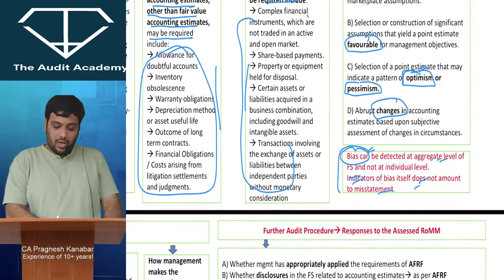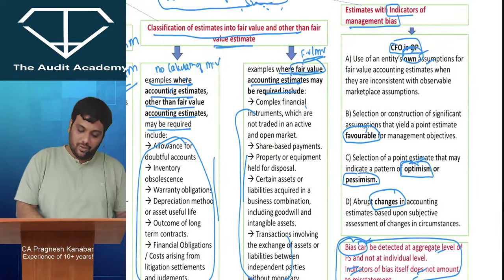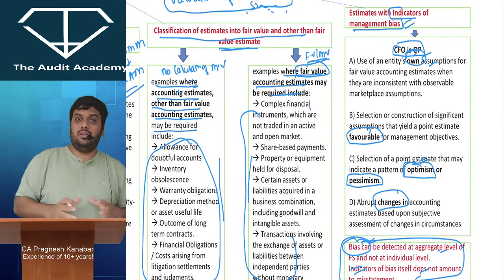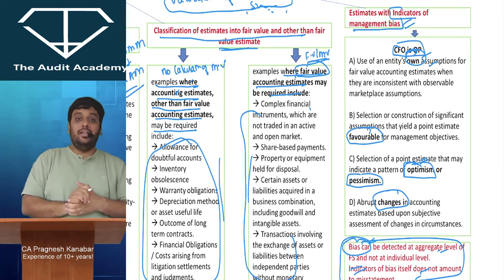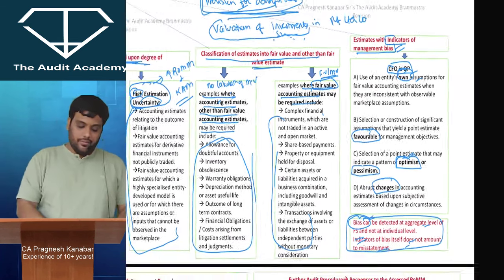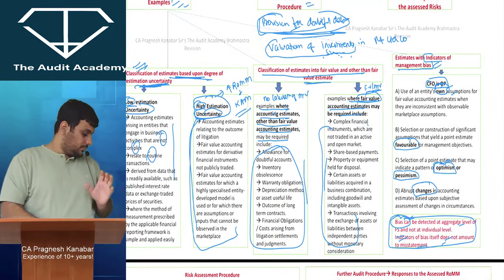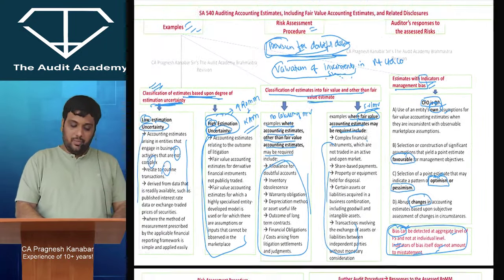Sir, there is a question on how to deal with management bias. So these two lines are very important. And there has been repeatedly a question in the old syllabus since the grand old course. It has been going on. Indicators of management bias, for that you have the code word. So these are all example oriented points that we are done with.